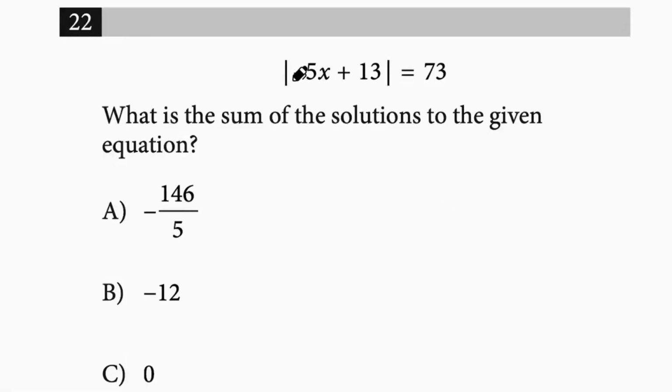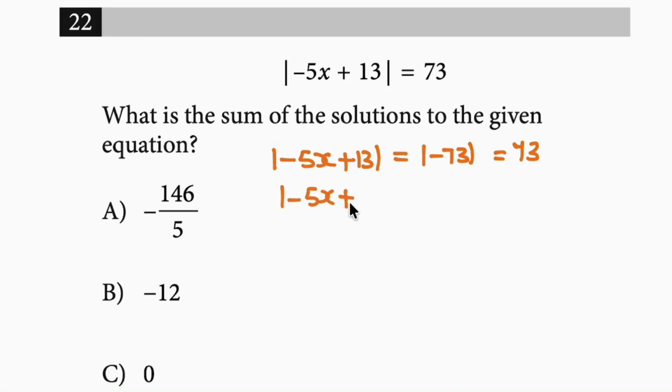Number 22, the absolute value of -5x + 13 is equal to 73. So what is the meaning of this absolute function? Let's say I plug in some x, and it comes out to be -73. Then the absolute value will be 73 itself, positive. Now, if I plug in some value of x such that it comes out to be positive 73, even then it will be 73, right?